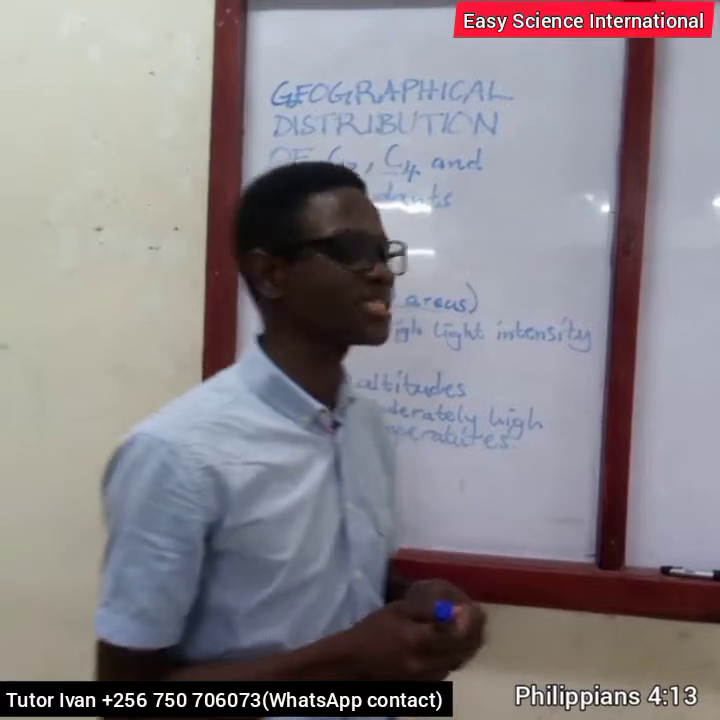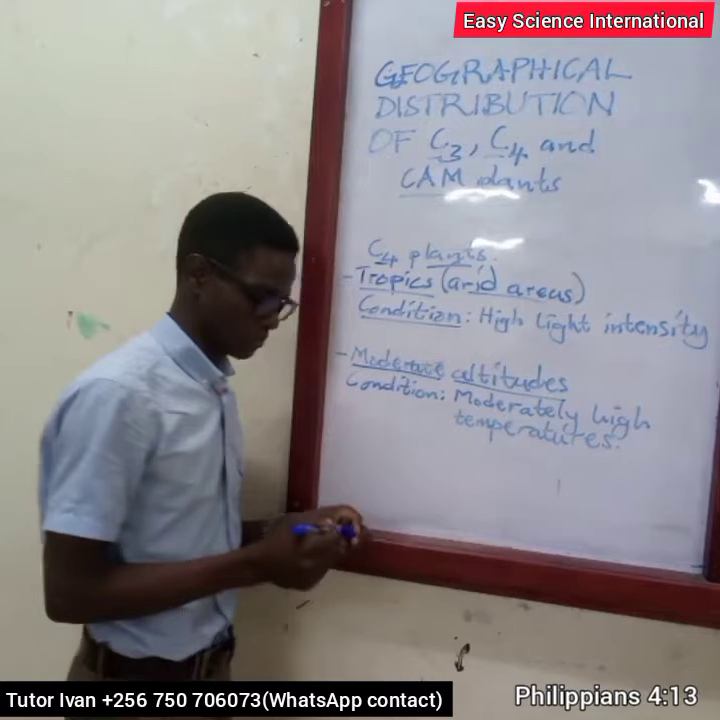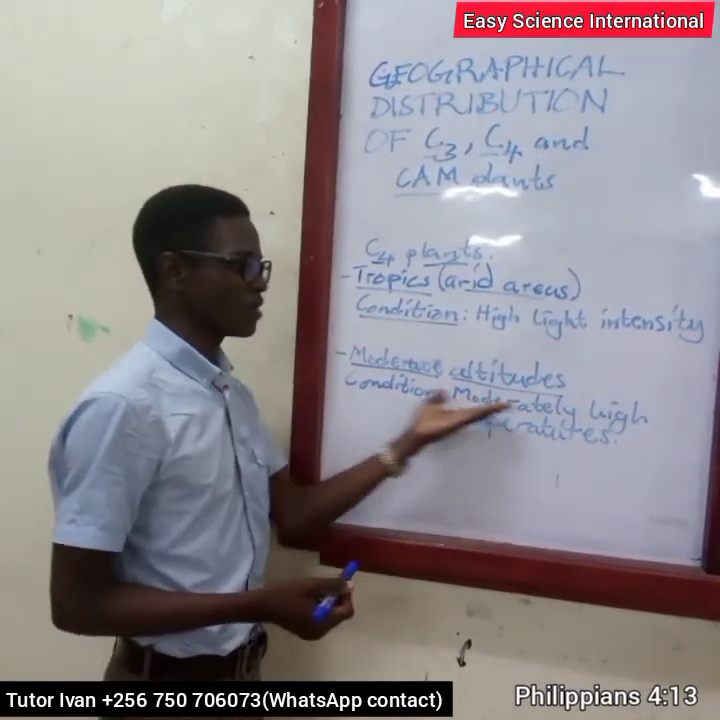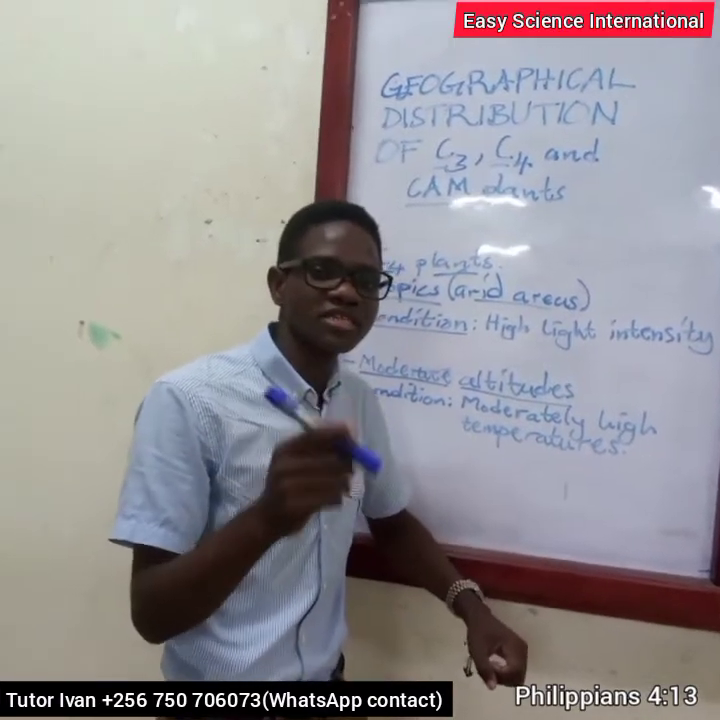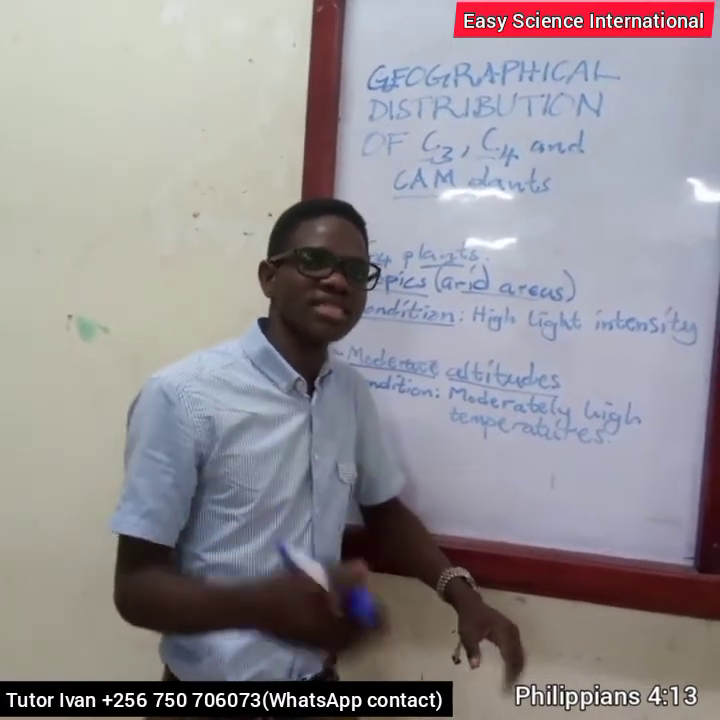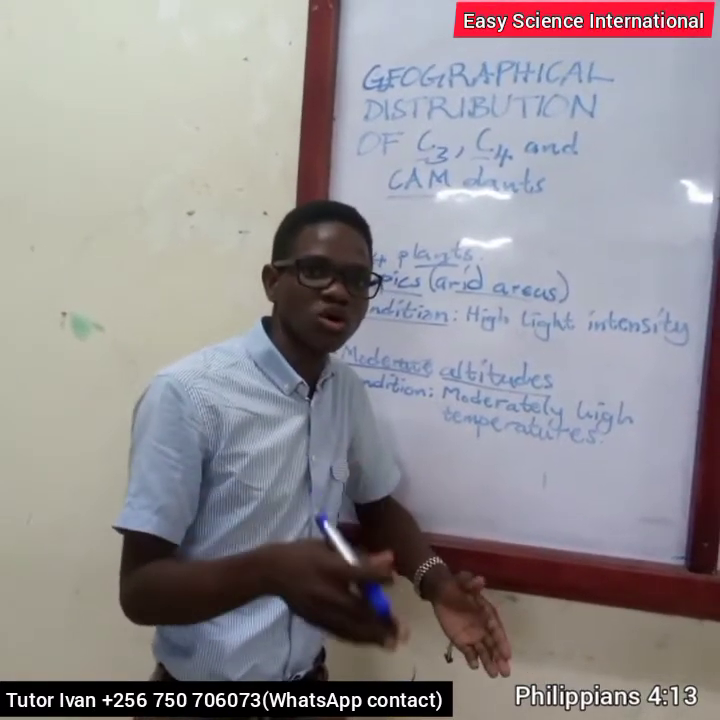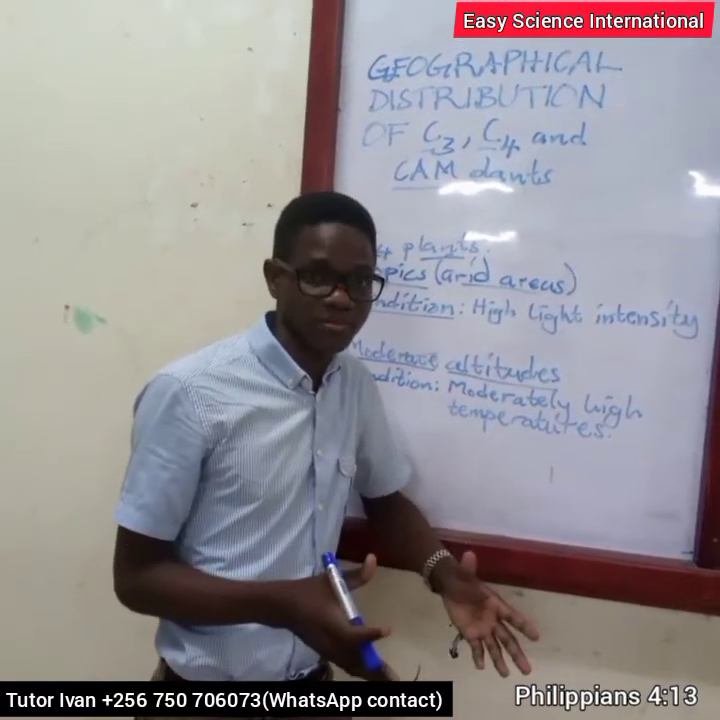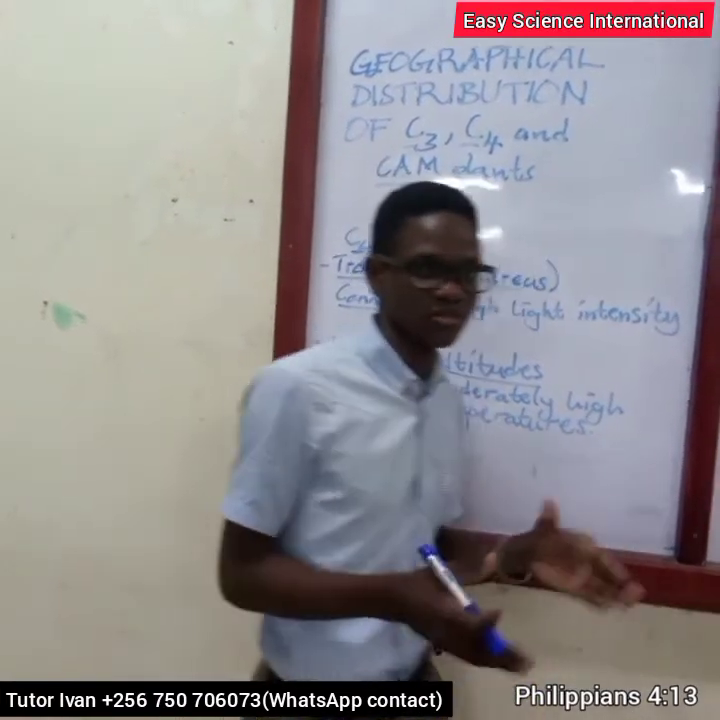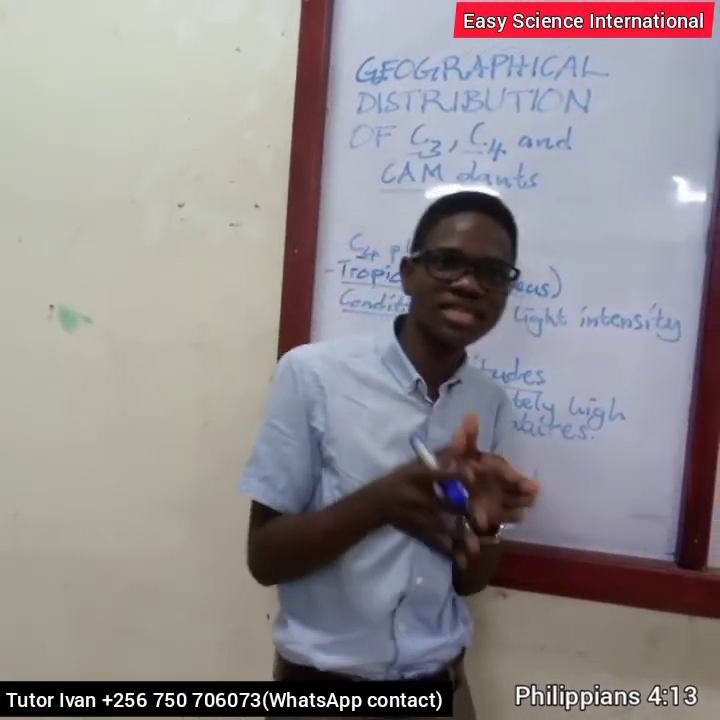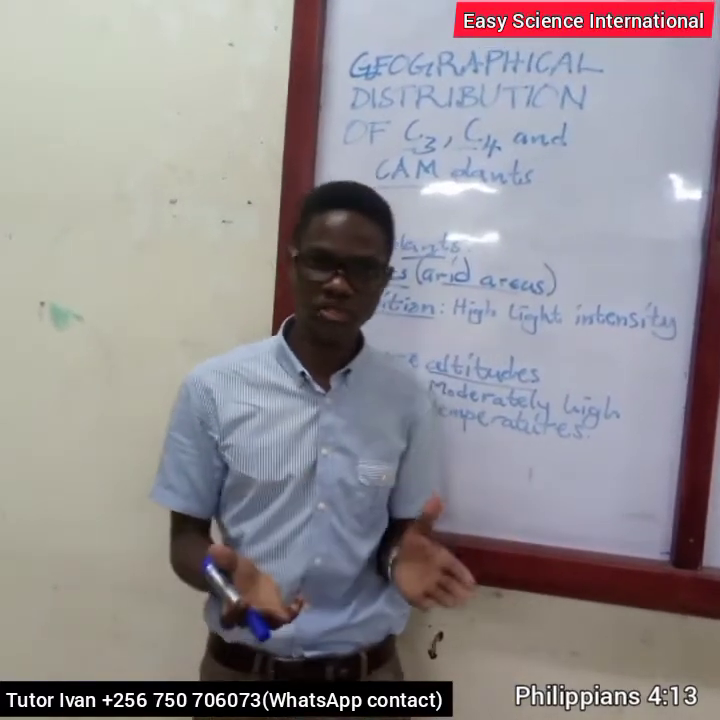Yes, C4 plants are also located at moderately high altitudes. Now, the condition here is we have moderately high temperatures, and these temperatures are required in the respiration to produce PEP, which is the initial carbon dioxide acceptor. Remember, it is produced from pyruvate, which occurs in respiration. Now, this respiration occurs at temperatures which are moderately high, around 25 degrees Celsius.